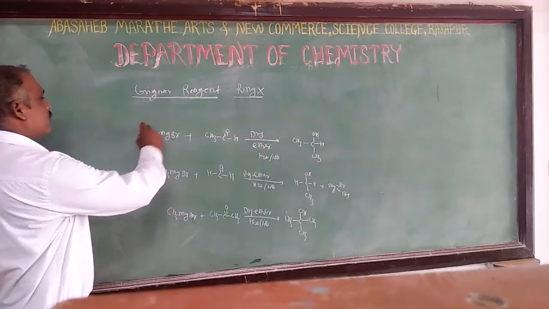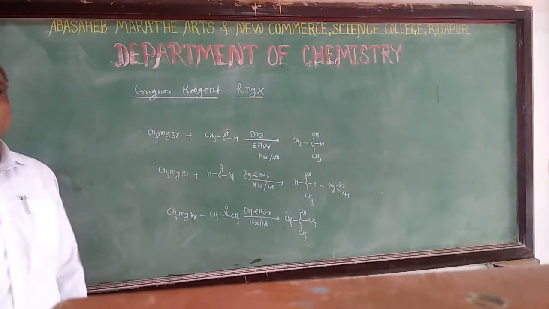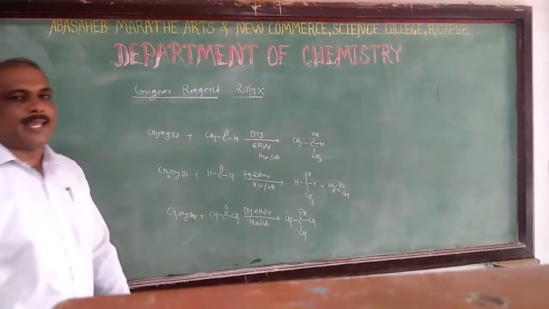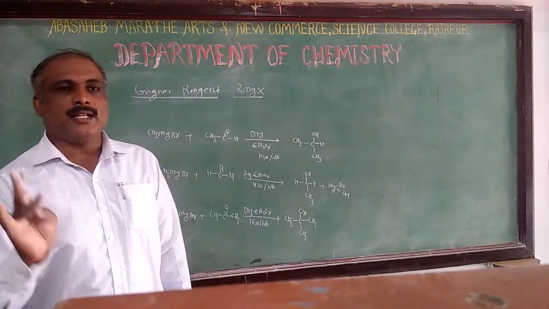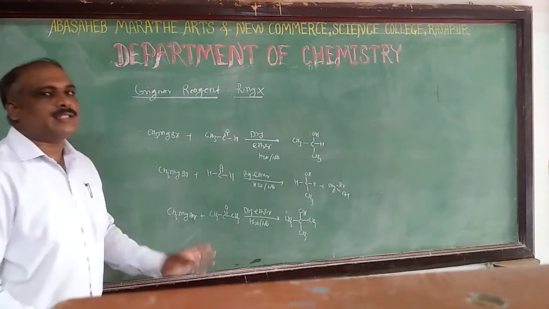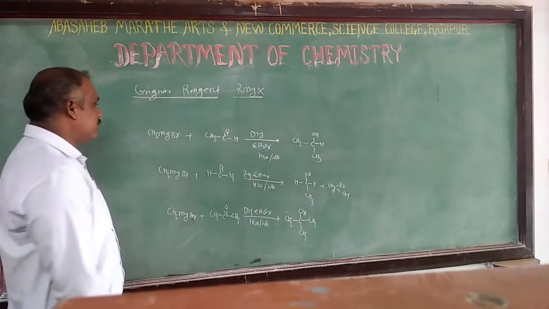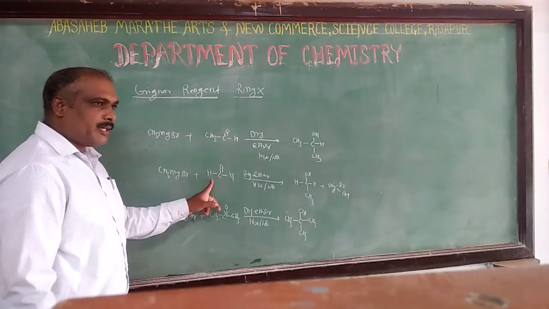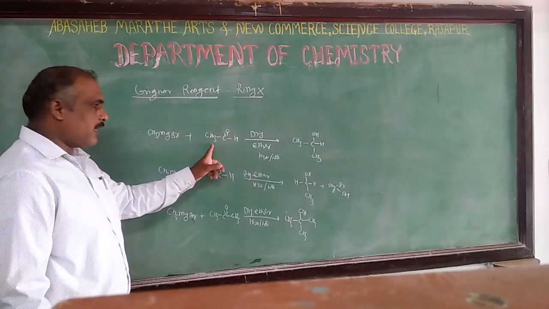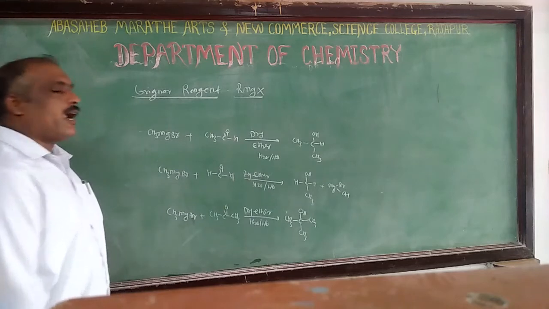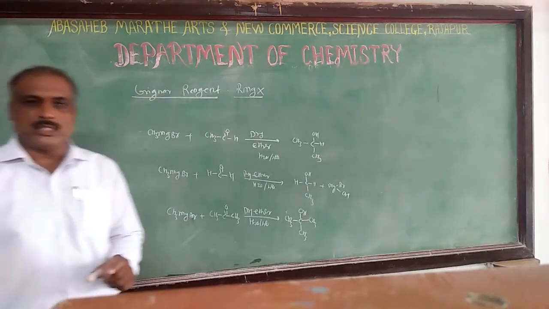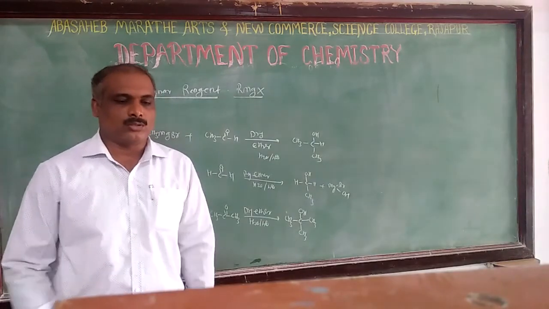So from these reactions, we conclude that we can prepare primary, secondary and tertiary alcohols using various types of carbonyl compounds. We use formaldehyde to get the primary alcohol, we use acetaldehyde to get the secondary alcohol, and we use the ketone to get the tertiary alcohol.